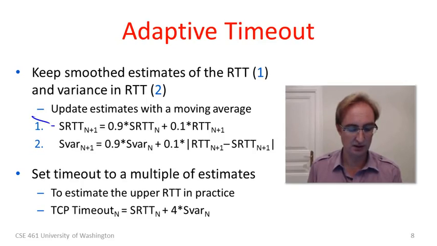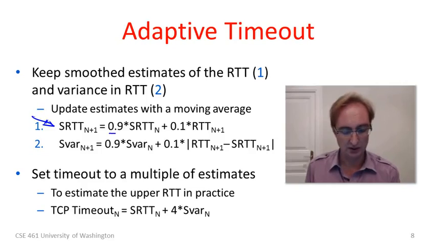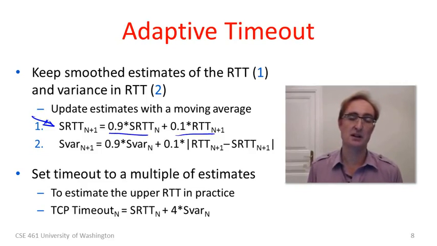Let's look at this first one here for SRTT, that's the smooth round trip time. This equation says that the way we update the smooth round trip time estimator over time is we take 90% of its former value, that's the 0.9 times, and we feed in 10% of a new sample. That new sample is just the latest round trip time measurement we have. And this is like a low pass filter, it's really averaging it and throwing away a lot of the ups and downs.